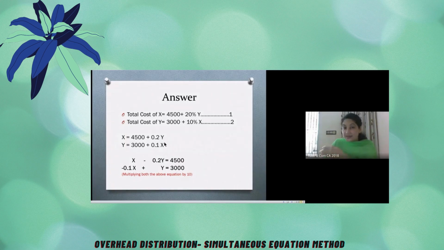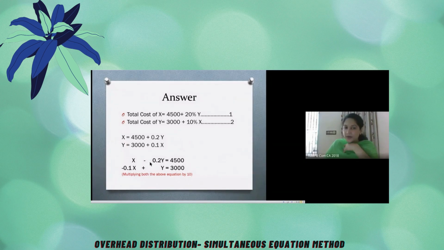So in this example, this is the same equation being simplified. That is X equals 4,500 plus 0.2Y. It is 20%, so it is 0.20. Right, 20%. So 4,500 plus 0.20Y. Y is equal to 3,000 plus 0.10, that is 0.1X. Now, in order to solve this equation, we are multiplying these two, both, okay?